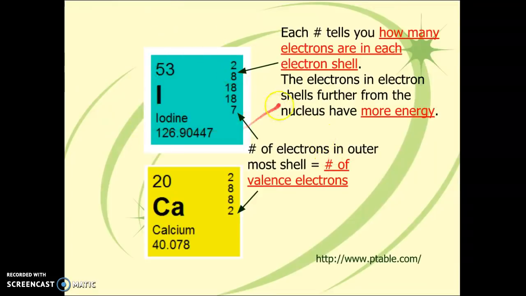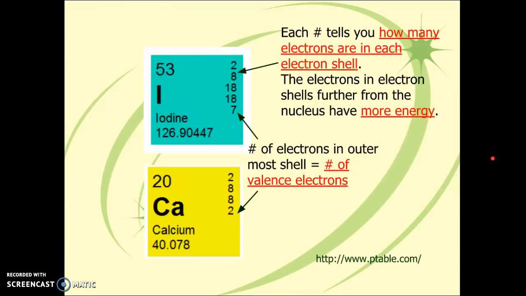Alright, so some periodic tables, along with having the atomic number and the mass, will also have these numbers along the side. And what those tell you is how many electrons are in each shell. Right, so this one, iodine, for example, has 2 electrons in the first shell, closest to the nucleus, then 8, 18, 18, and 7. So notice that each shell holds different numbers as you go up. Right, the first one filled up with 2, then the second one with 8, and 18, 18. The last shell of any atom wants to have 8 electrons in order to be filled up. This one only has 7, so it's not a filled final shell.